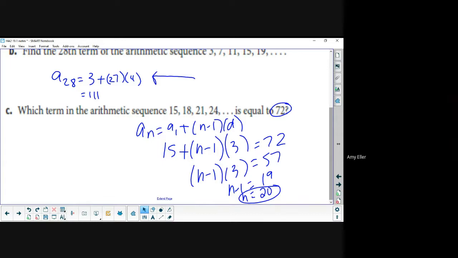So again, we wouldn't want people just doing 24 plus 3 plus 3 plus 3, so you get to 72 and count them out. Show a little bit of work so I know you're doing the math. Would you like that? Is it n equals 20? Yeah, that's fine. Which term? You could just say the 20th term or n is 20 is fine.